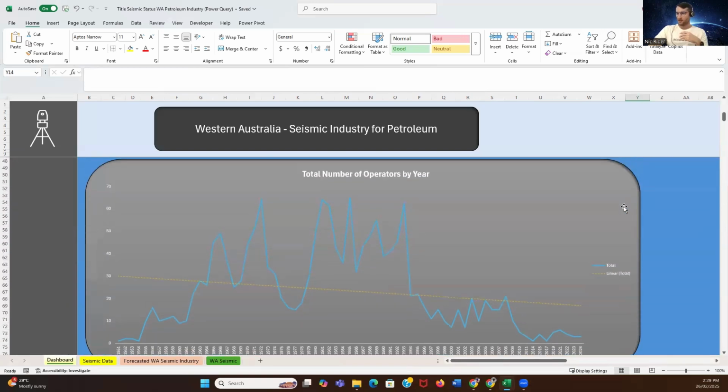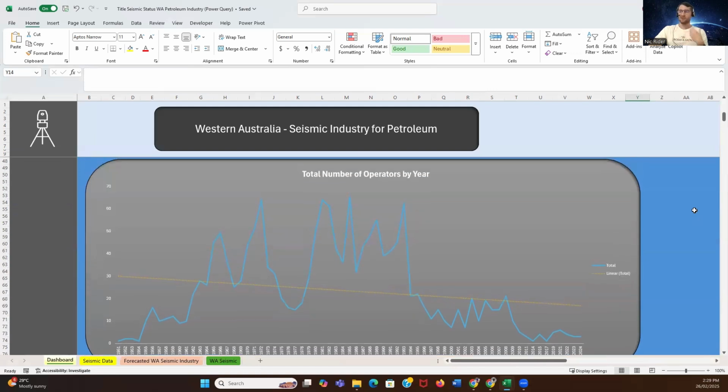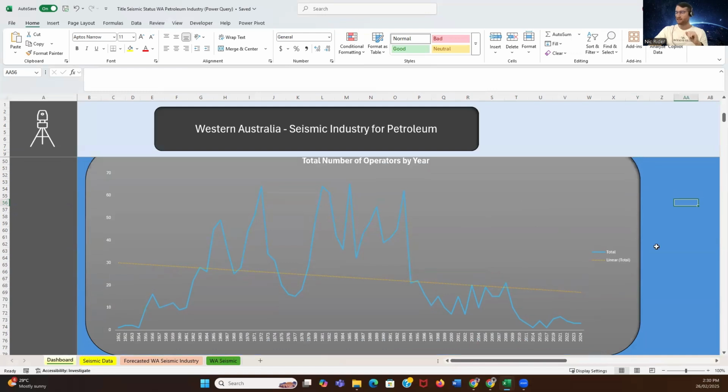Okay, next we're going to go down to total number of operators by year. So this is the total number of operators within the seismic market by year here. We can sort of see that that's been trending down over time between 1951 to 2024. Once again, if we look at these peak periods, it was the early 90s and through the 80s that it was quite popular. And then there was a bit of a boom here as well in the early 70s.